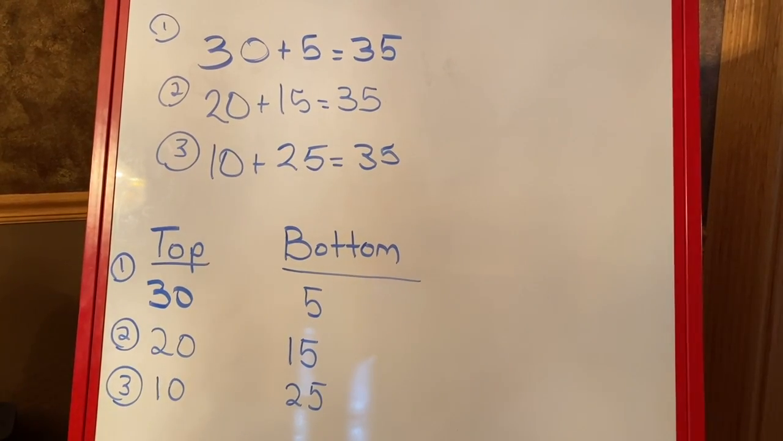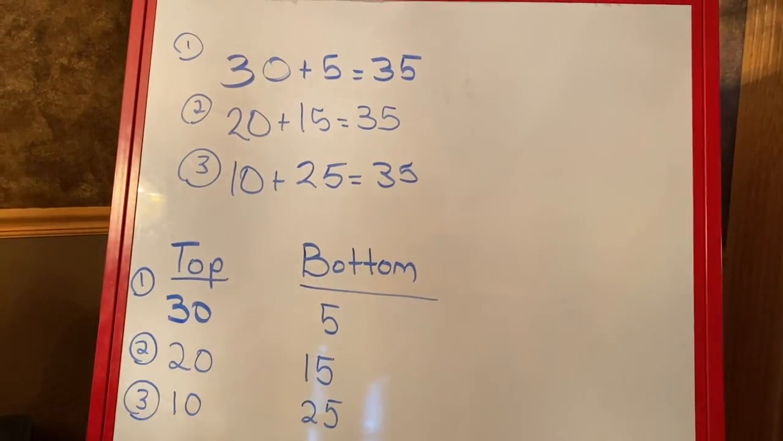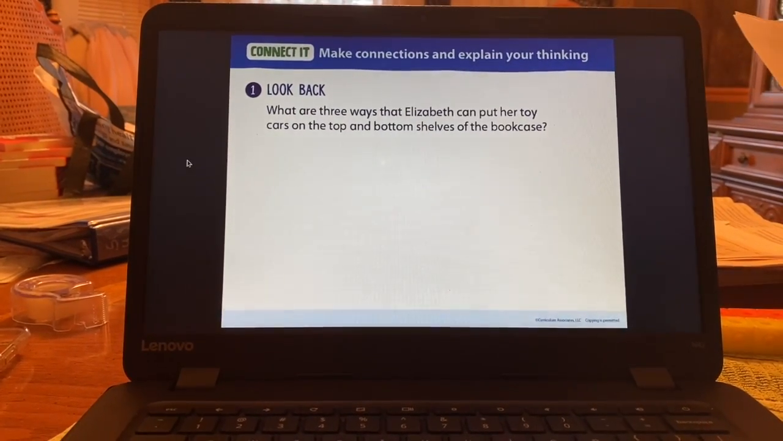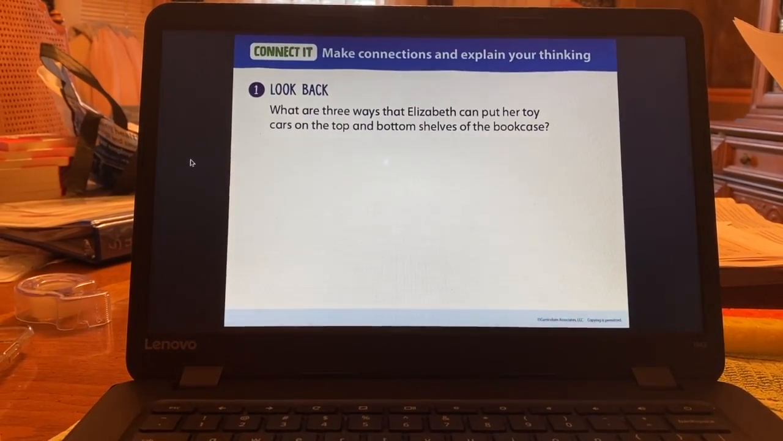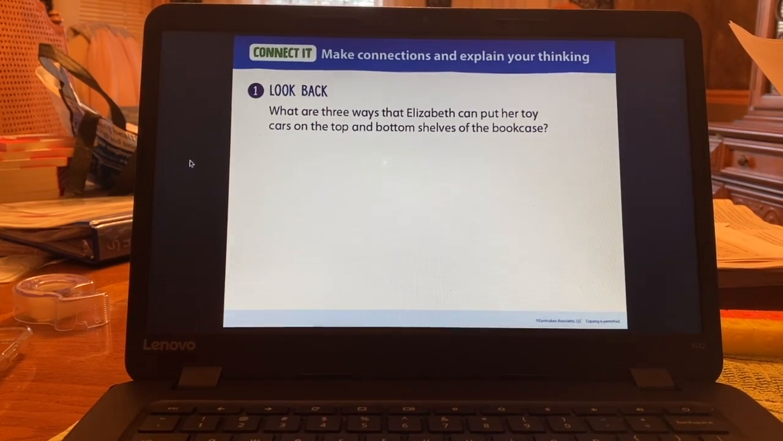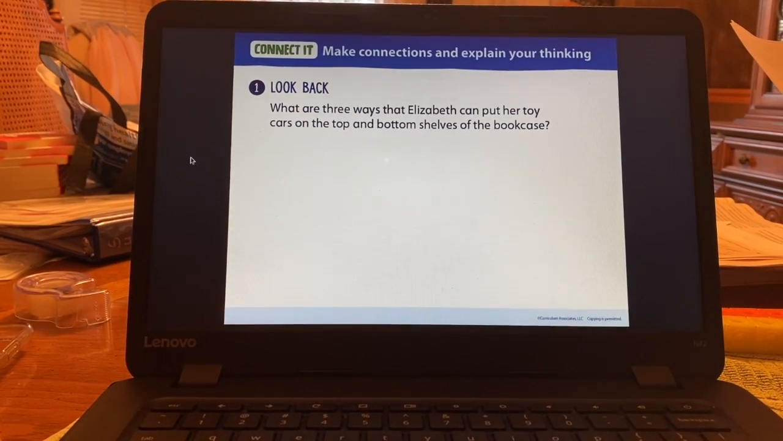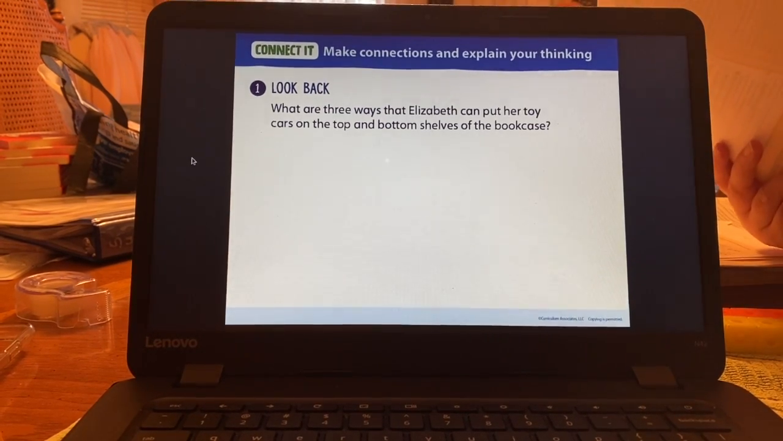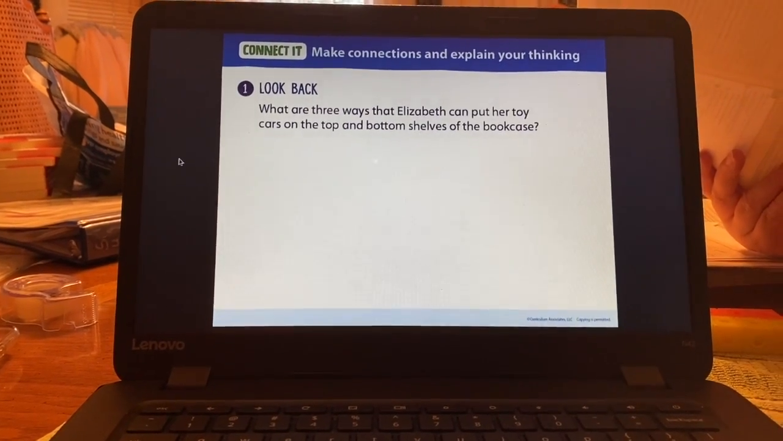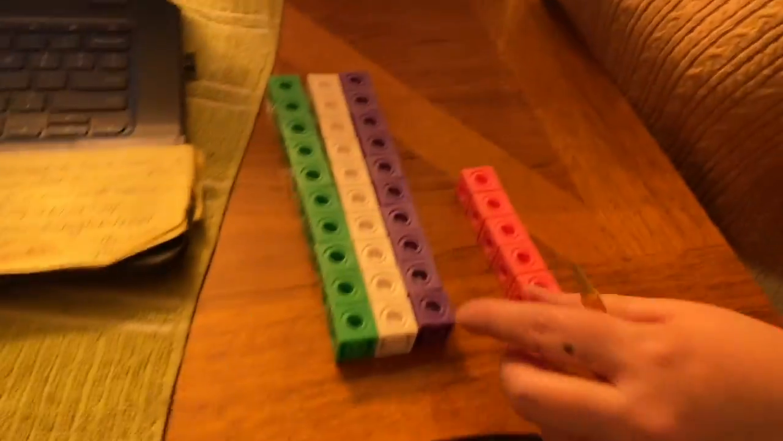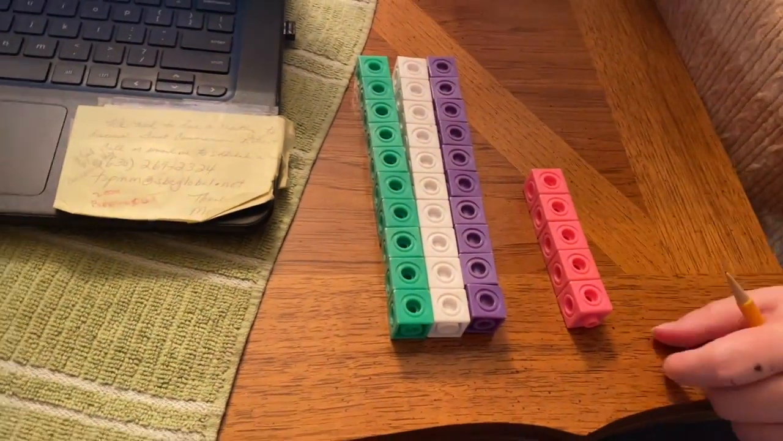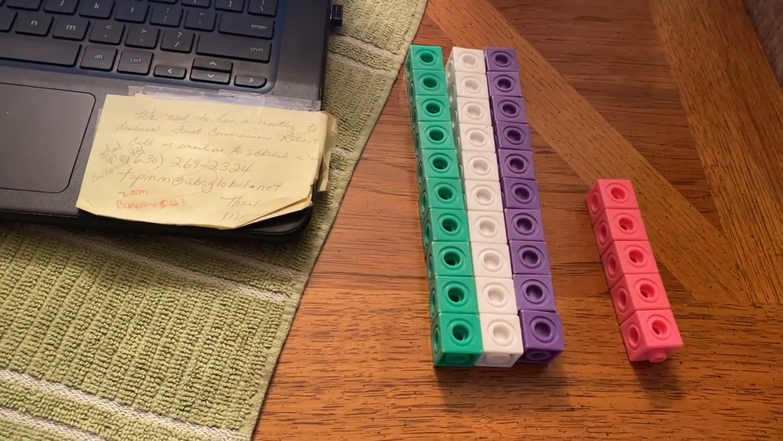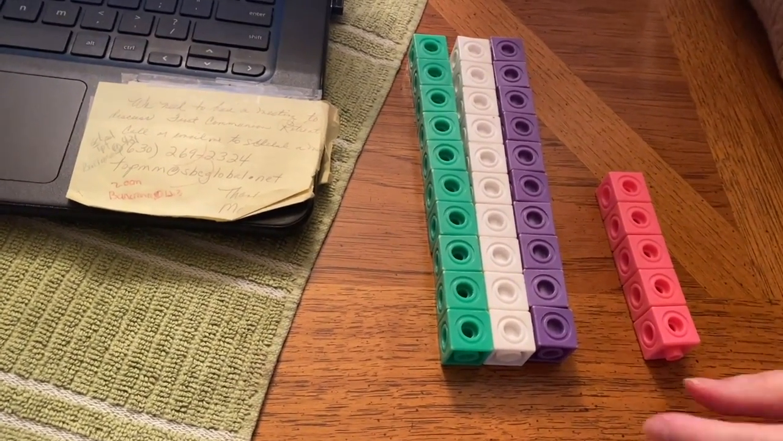Now we're going to go to page 190. Okay, we're on page 190. Connect it, look back. What are 3 ways that Elizabeth can put her toy cars on the top and bottom shelves of the bookcase? Well, we just did it on the previous page. So one way, this was what 35 looked like with our linking cubes, 35 cars here. You don't have to write them all because we just did it on the other page, but you need to use words and write it.